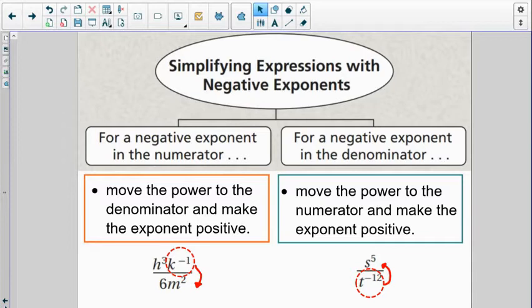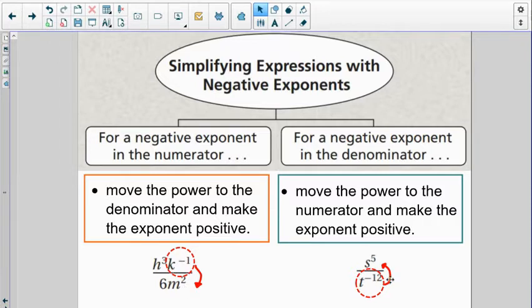Hi, today we're going to talk about simplifying expressions with negative exponents. So really there's two different things you have to watch out for. If a negative exponent is in the numerator, like the example here on the left-hand side, we simply move the power, so this part that's circled, k to the negative 1, we move that down to the denominator and make the exponent positive. So think of the fraction bar as being where you flip the exponent from being positive to negative or negative to positive if you move the entire power to the other side.